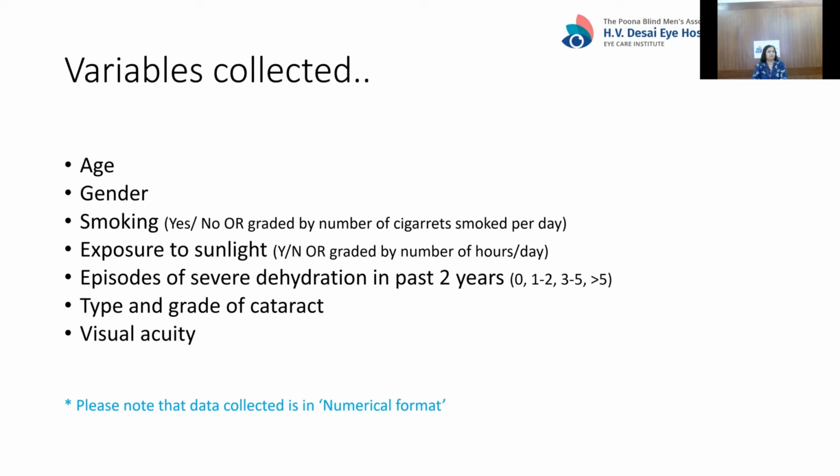Exposure to sunlight could be another variable. Again, yes and no, or it could be graded by number of hours spent outside every day. Then a third variable could be episodes of severe dehydration in the past 2 years. And you can again grade these episodes into various categories such as 0, 1 to 2, 3 to 5, or more than 5. And type and grade of cataract, and of course, visual acuity. Now, please note that the data collected in this particular study is in numerical format. That is why this type of study is called a quantitative study.